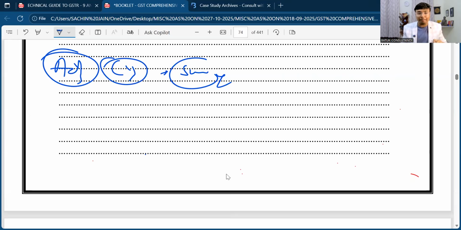2 to 3 questions are there. One is, if there is excess input, or excess sales in books of accounts and less reported in GSTR-9, what to do? That scenario we'll discuss. Okay, just wait.